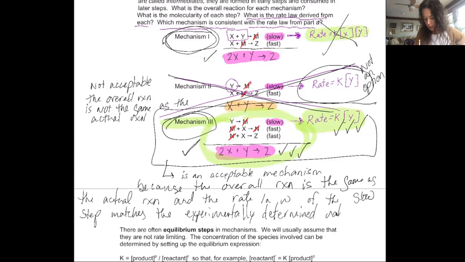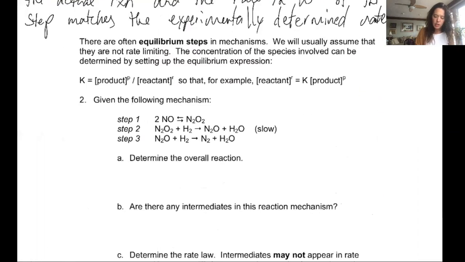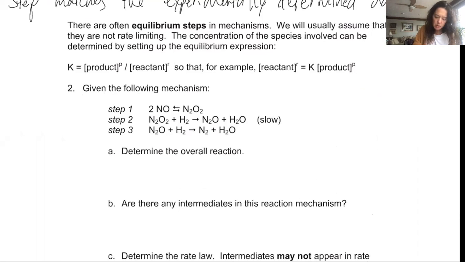Okay, actually, guys, we could finish this with one more thing. Let's take that one step further. There are often equilibrium steps in mechanisms. That's what's happening right here. We will usually assume that they are not rate limiting, that they're not the slow step. That means it won't determine your rate law. The concentration of the species involved can be determined by setting up the equilibrium expression.